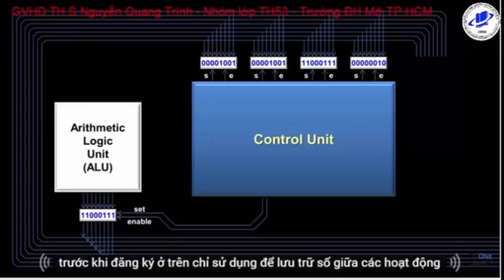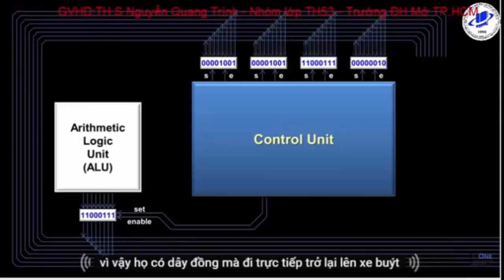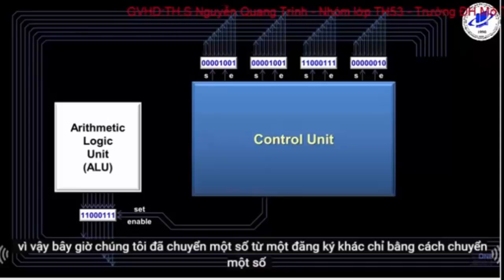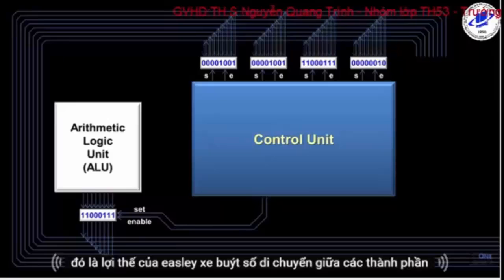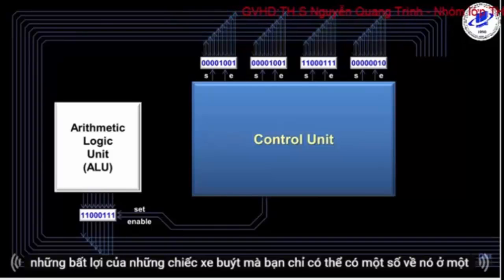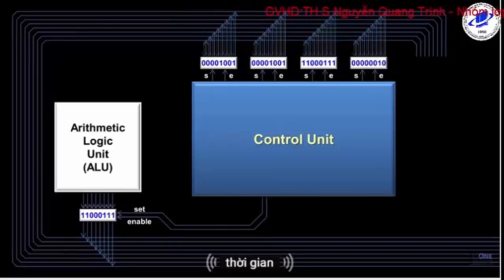The 4 registers at the top are just used for storing numbers between operations, so they have output wires that go directly back onto the bus. So now we have moved a number from one register to another just by turning some wires on and off. That's the advantage of the bus, easily moving numbers between components. The disadvantage of the bus is that you can only have one number on it at a time.